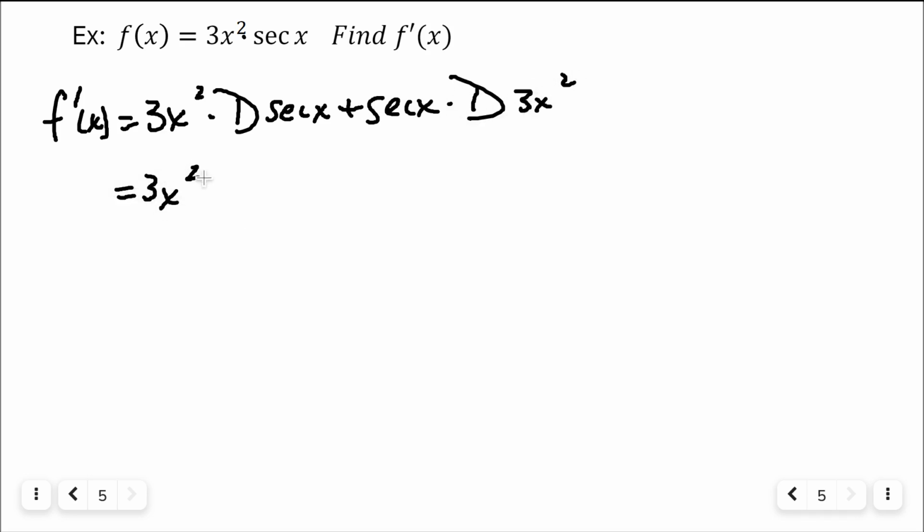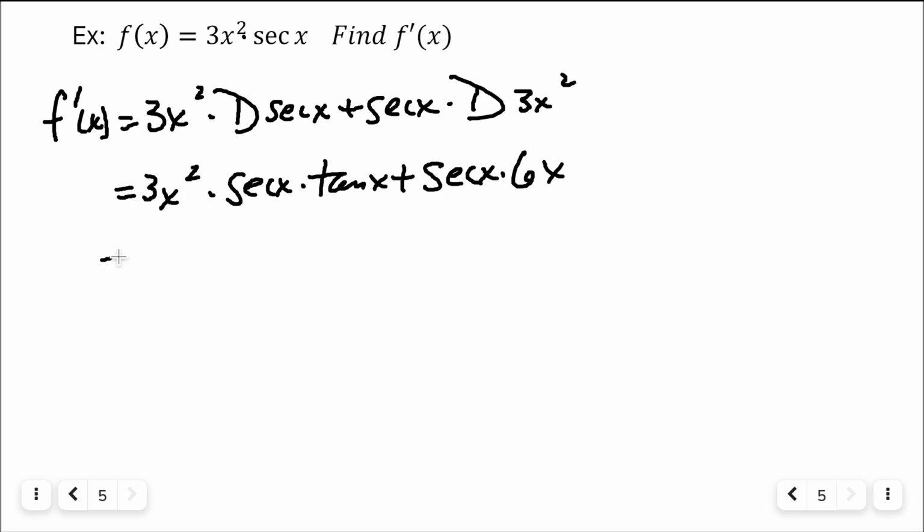So leave the 3x squared. The derivative of secant x, we just did it. You do not have to prove it or justify it again. You can literally use the rule. The derivative of secant x is secant x times tangent x. Plus leave the secant x. The derivative of 3x squared is 6x.